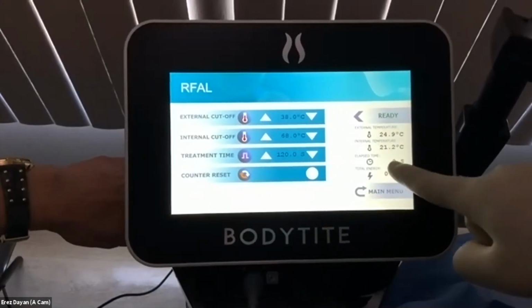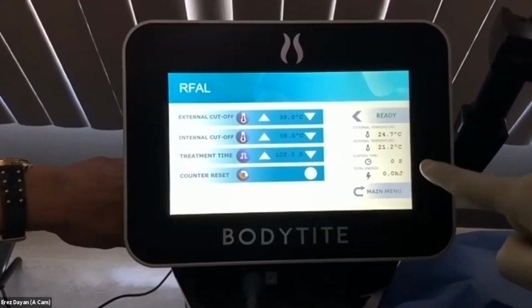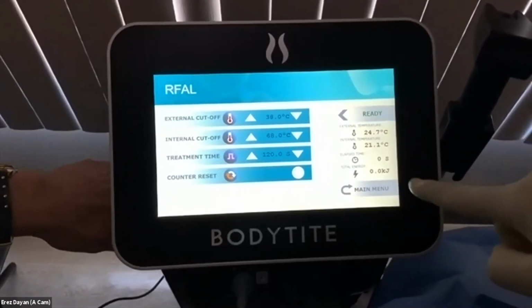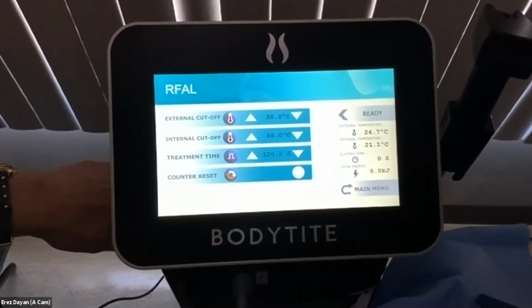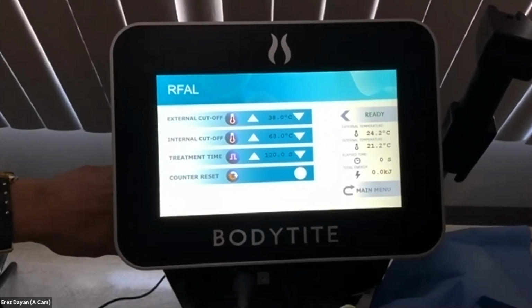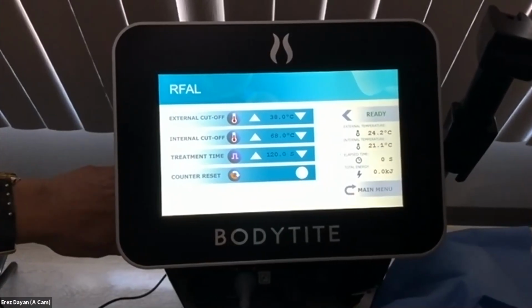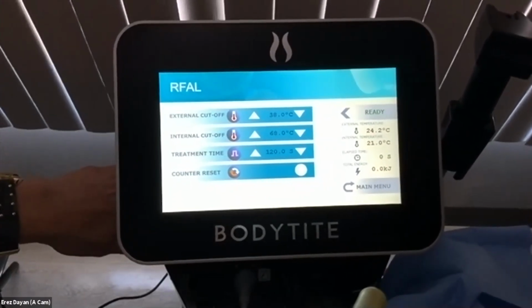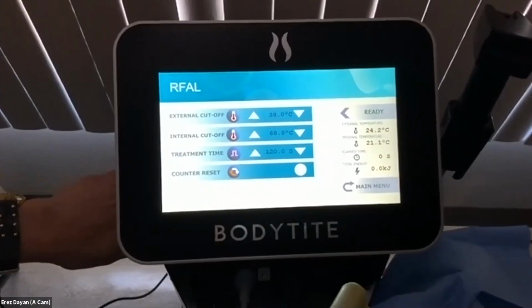Here you'll see the treatment time, the time that you've actually treated the patient, and then the total energy. Energy is not my endpoint, but it's useful when you're doing bilateral areas to keep a record of the total kilojoules. You don't want to get lazy on the second side, so it'll keep you honest.